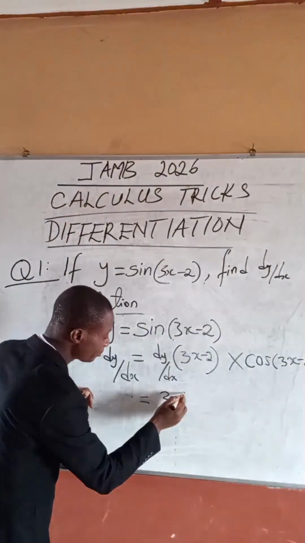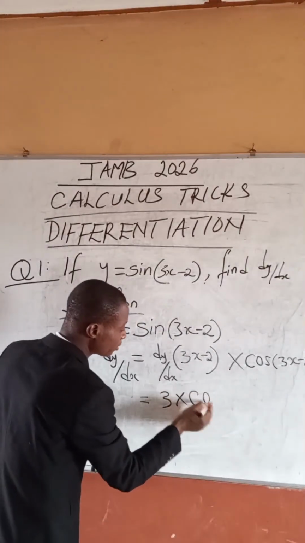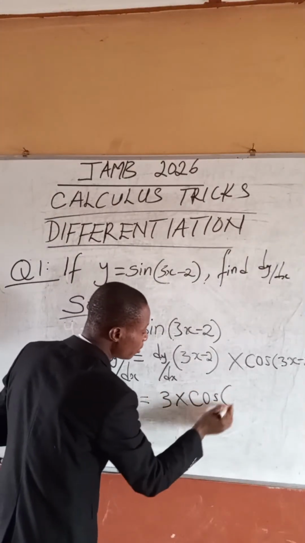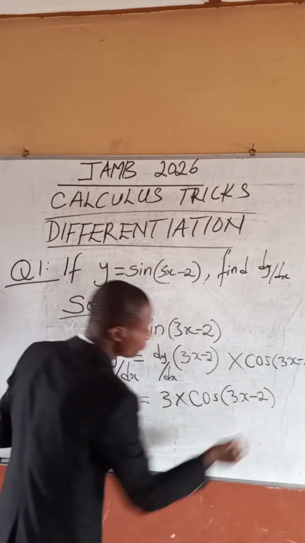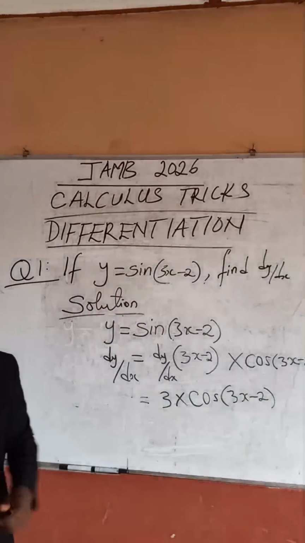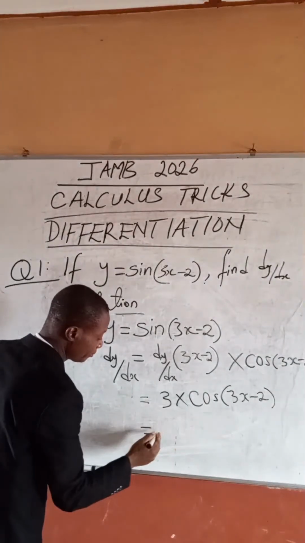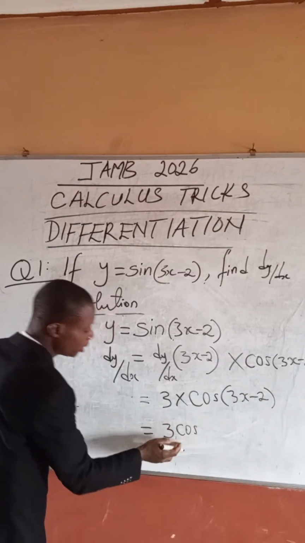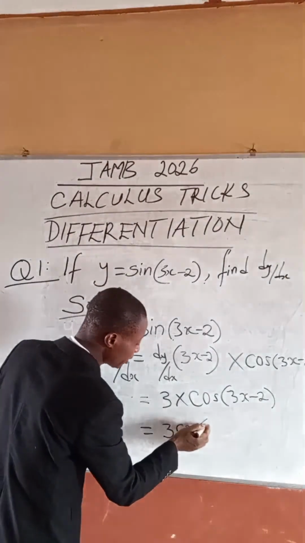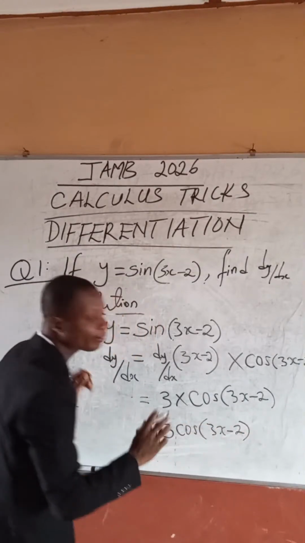Then times, we are going to multiply with this, all right? That's times the cosine of 3x minus 2. This is what we are going to have here, okay? Then we can go ahead and combine it together using the products. So that gives us 3 cos(3x minus 2). This is the final answer.